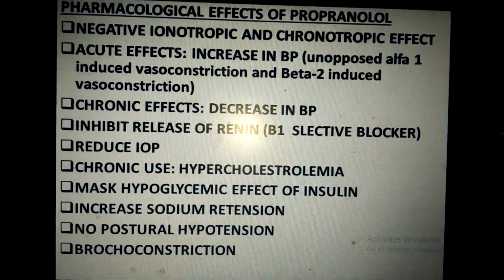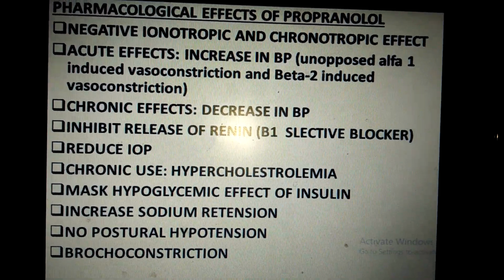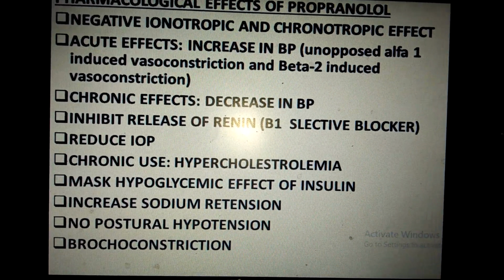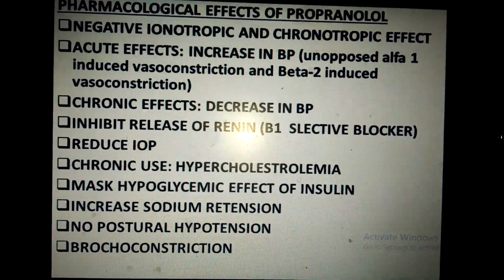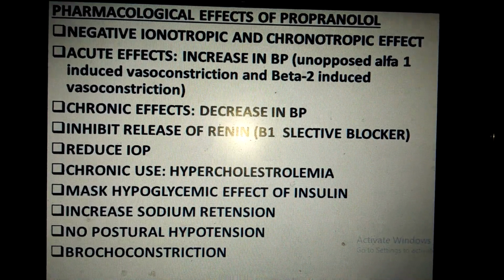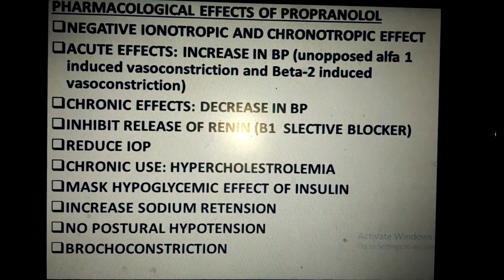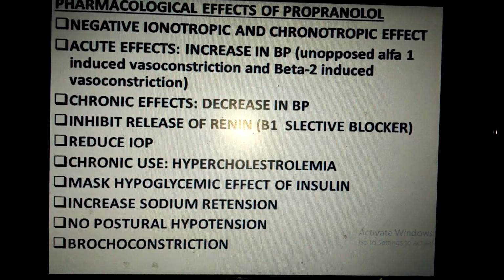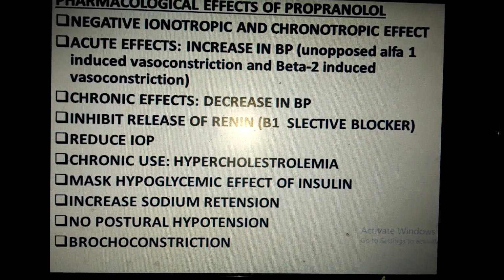One mechanism of blood pressure lowering by beta blockers is by decreasing the cardiac output. The other mechanism of decreasing the blood pressure by the beta blockers is inhibition of the release of renin. Usually beta receptor stimulation in the kidney will cause renin release, and if you block the beta receptor, then this is going to decrease the renin release, thereby decreasing the blood pressure.